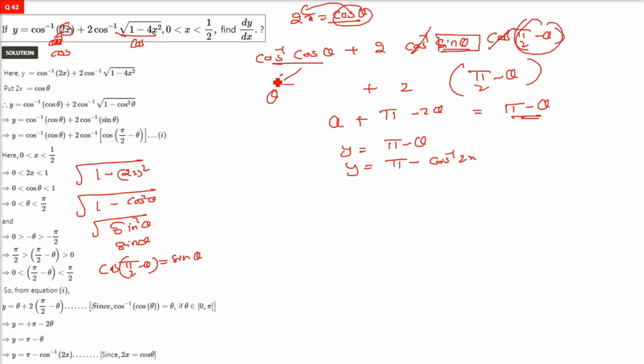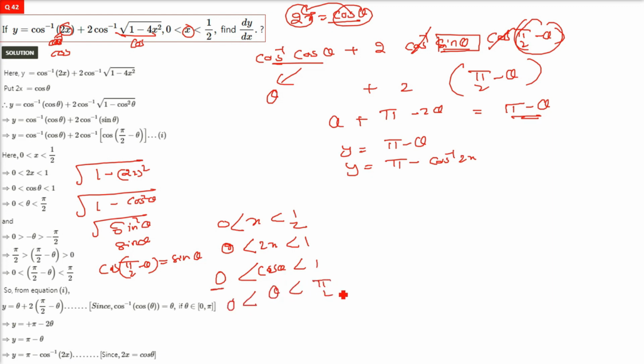Now before we actually differentiate it, we have to check for theta and pi by 2 minus theta. x is given between 0 and half, 1 by 2. Now, what is the value? 2x it is. So you have to multiply 2 everywhere. You get 0, 2x, and 2 into 1 by 2 is 1 only. So cos theta is between 0 and 1. So if you take cos inverse, this 0 will be 0, it will be theta, and this will be equal to pi by 2. So theta is between 0 and pi by 2. Don't worry about that, because we need just 0 and pi. Theta belongs to that, so 0 to pi by 2 is inside 0 to pi.